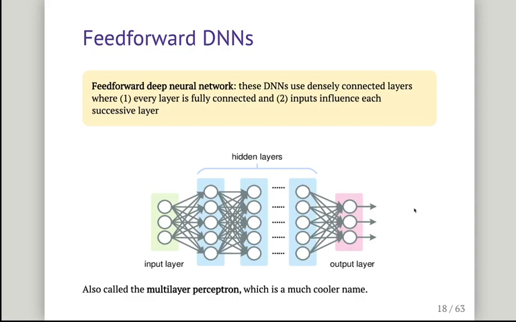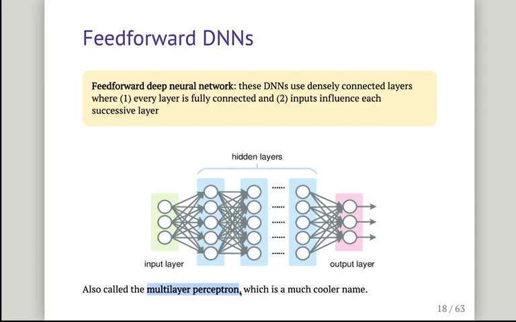So that's the basic idea of a neural network. Let's talk about the feed-forward deep neural network, also called the multi-layer perceptron. So if you've heard that term before, this is the neural network architecture that's being used. Personally, I think this is a cooler name, but not as illustrative as feed-forward is. Here's the idea with these.